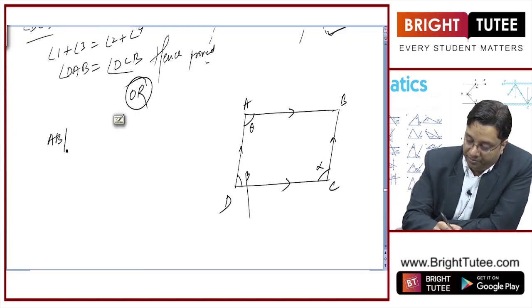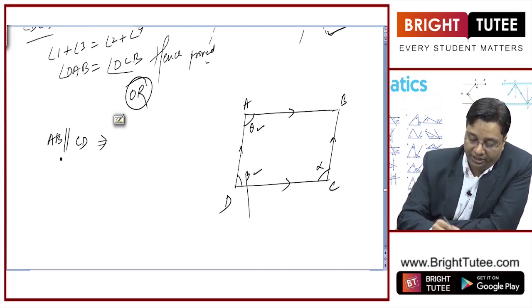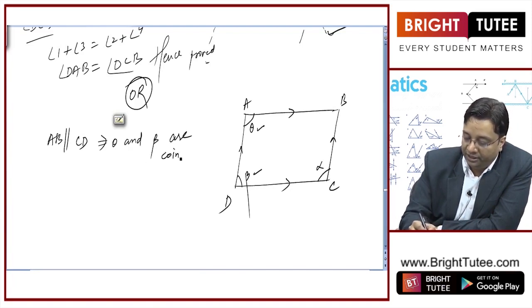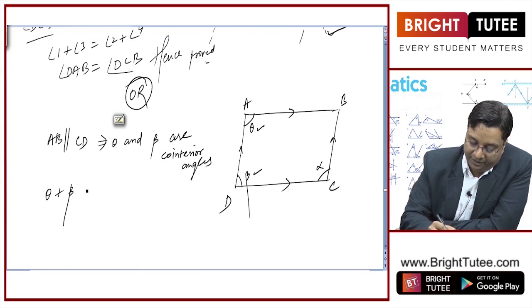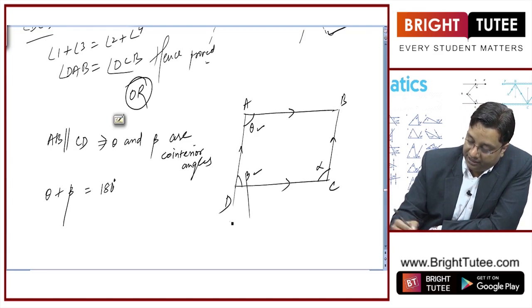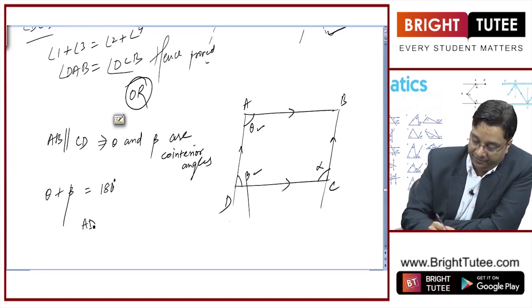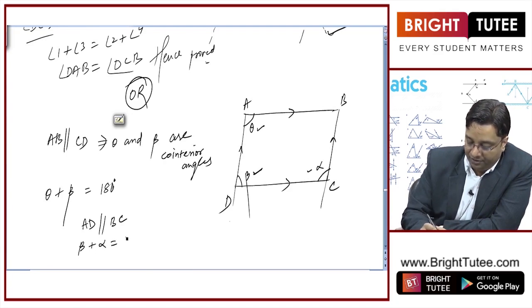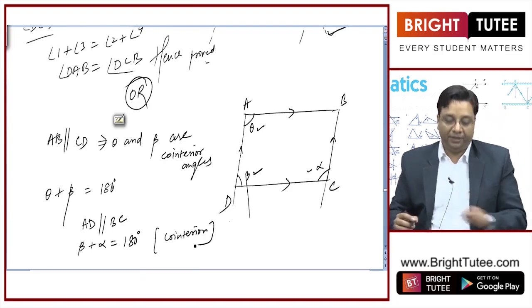Now AB is parallel to CD, okay? That means theta and beta are co-interior angles. Hence their sum will be 180, because co-interior angles are supplementary. Similarly, this line and this line are parallel. AD is parallel to BC. So beta and alpha are co-interior. Beta plus alpha will be 180, because these are co-interior. Hence the angles will be supplementary.